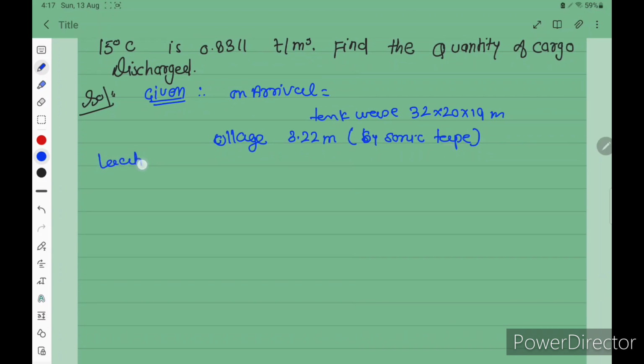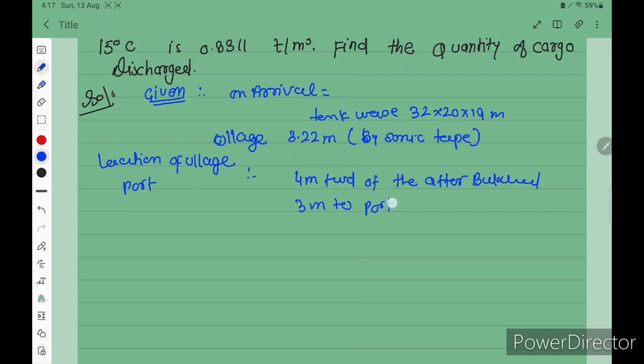Then you write the location of the ullage port. So just write 4 meter forward of the after bulkhead, 3 meter to port side of center line, and 1.82 meter above the top of the tank.